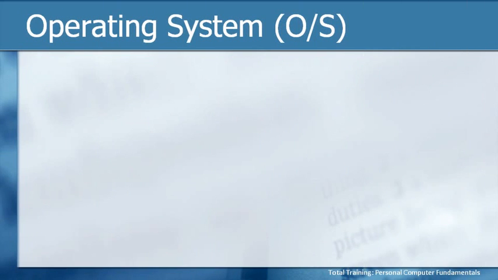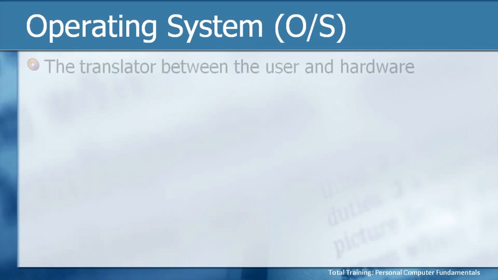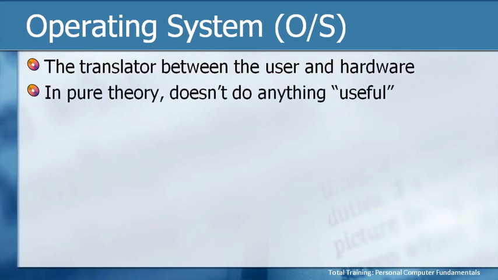The operating system can also be commonly referred to as the OS for short. We'll use that because it's a little bit simpler than saying operating system every time. So now we know that the operating system is the translator between the user and the hardware, your input and whatever the computer needs to do. In pure theory, the operating system doesn't really do anything useful. We know that it doesn't send emails and it doesn't do calculations, but it actually does some very useful things, just not typically what users think of.